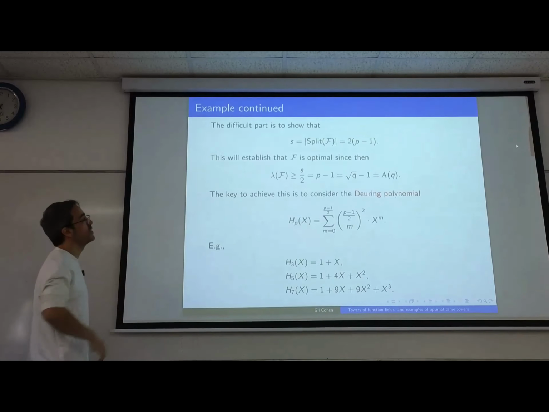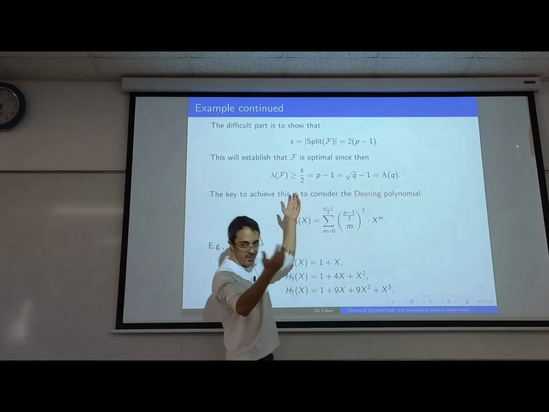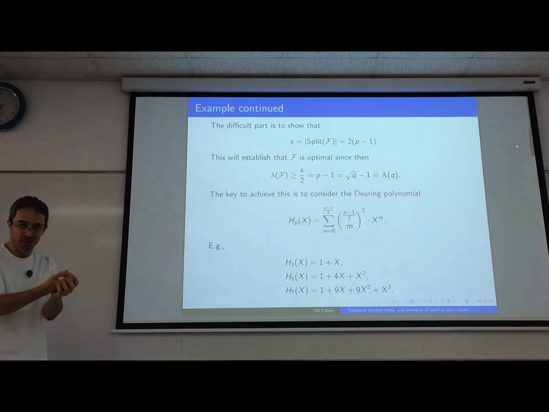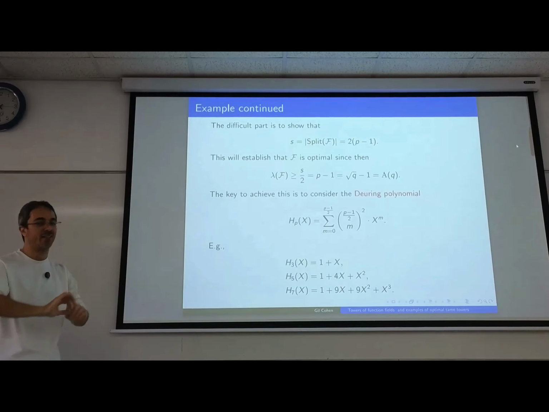Okay, so what this tells you is that if you just check your favorite p, like p equals 7, and you just find the 7 places that split, and it's not hard to do that, actually. For every particular p, you know exactly what they are.